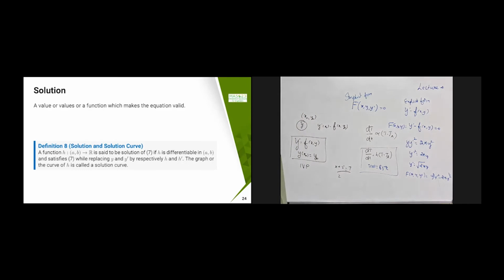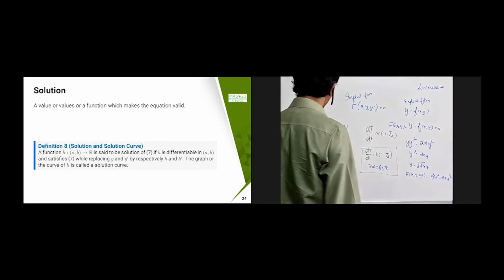Same way, for a differential equation, suppose y dash equal to f of x comma y is given, and I found some y of x, let's say h of x. I found some function called h of x. In that case, this h should be differentiable because I have y dash. So I have to find h dash of x. This h dash of x should satisfy f of x comma h. Also, if it is an initial value problem, then we have to satisfy h of x naught equal to y naught. Then I say that this h is nothing but the solution.